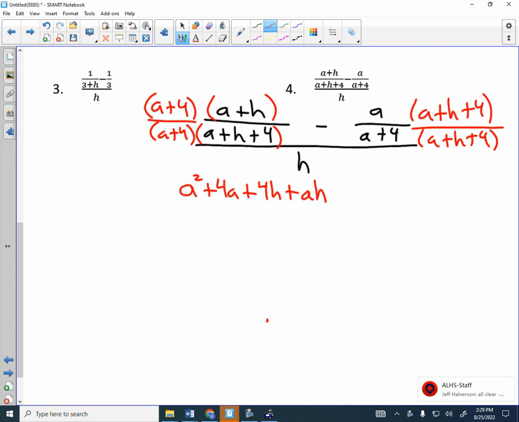Should I distribute a positive a or a negative a? What do you want to do? Can we distribute a negative? Negative a times a is going to give me negative a squared. Then what? Negative ah, and then negative 4a. So that's our top numerator. That's pretty large, isn't it? The bottom, don't multiply it out. Just leave it as a plus 4 times a plus h plus 4.